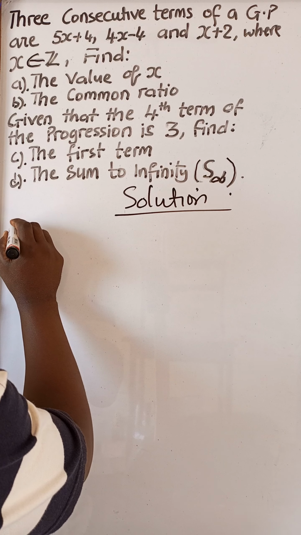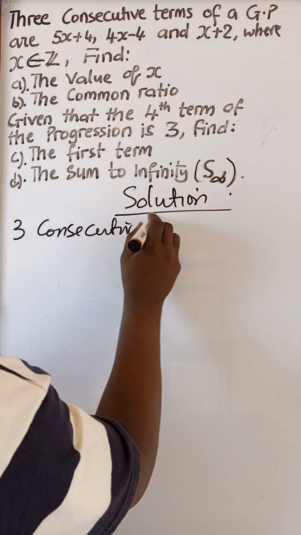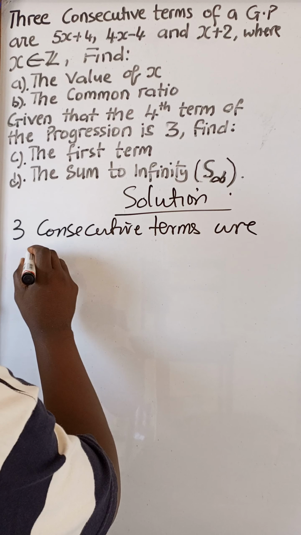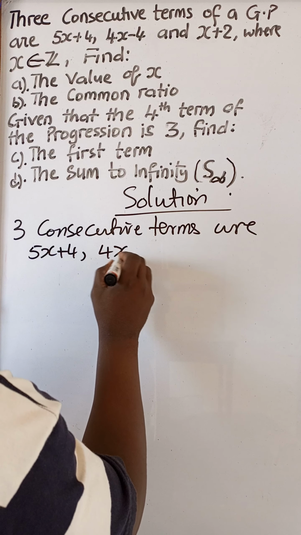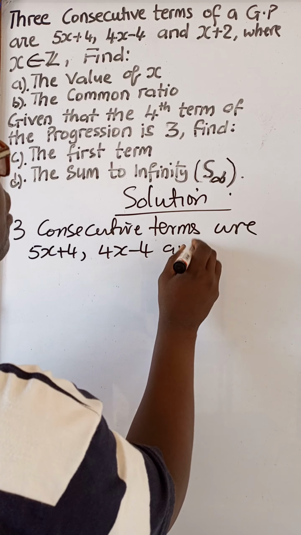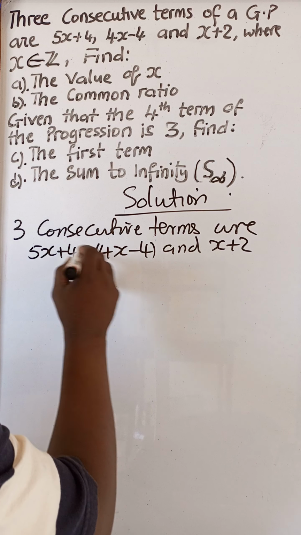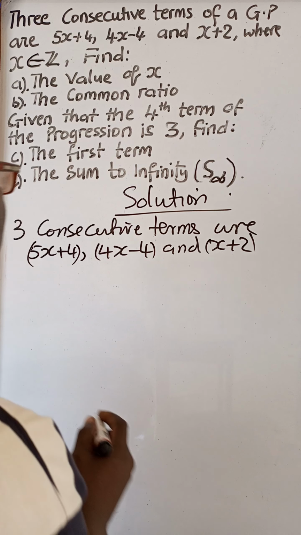Okay, so we have three consecutive terms, which are 5x plus 4, 4x minus 4, and x plus 2. So we can put them like that. These are three consecutive terms.